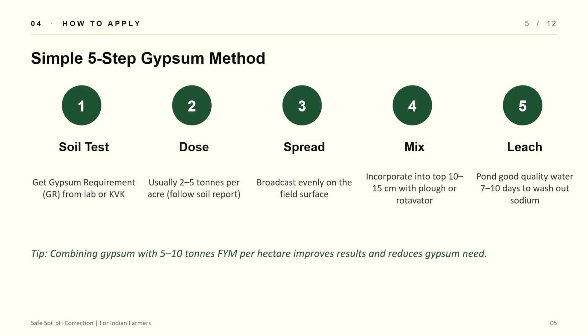Combining gypsum with 5 to 10 tons of farmyard manure per hectare improves results and reduces gypsum need. So there is a need to incorporate well decomposed farmyard manure at the rate of 5 to 10 tons per hectare along with gypsum. It improves the results and reduces the requirement of gypsum.